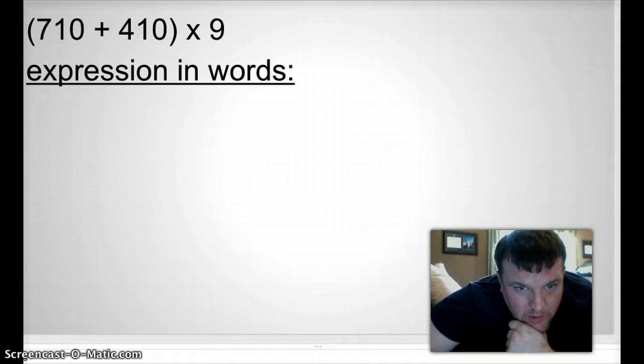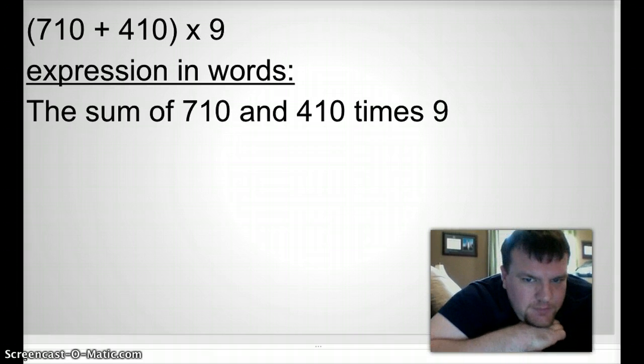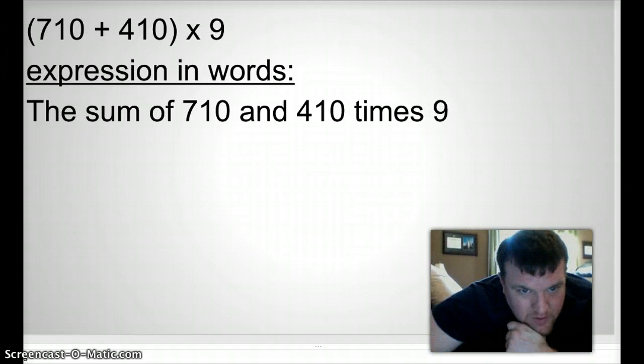This is what it would be in words: the sum of 710 and 410 times 9. Try to solve it now. So I'm saying what is said first in my words, and then what's second. This is the sum of 710 and 410 times 9.